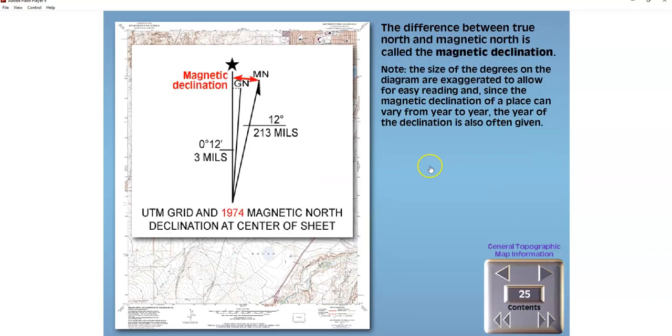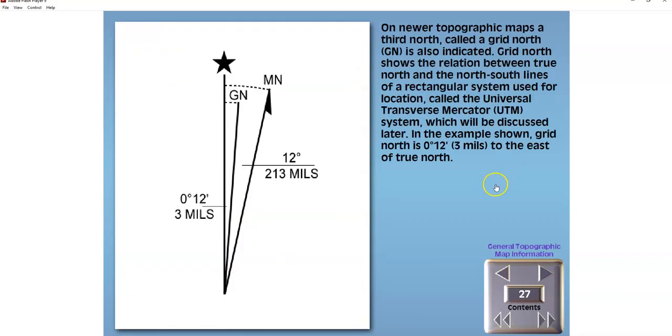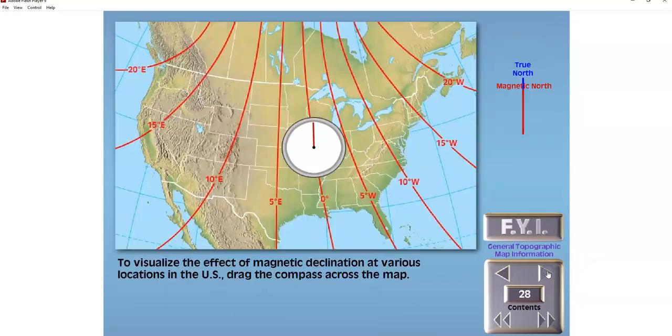The difference between true north and magnetic north is called the magnetic declination. Note, the size of the degrees on the diagram are exaggerated to allow for easy reading and, since the magnetic declination of a place can vary from year to year, the year of the declination is also often given. On newer topographic maps, a third north, called a grid north, is also indicated. Grid north shows the relation between true. To visualize the effect of magnetic declination at various locations in the U.S., drag the compass across the map.